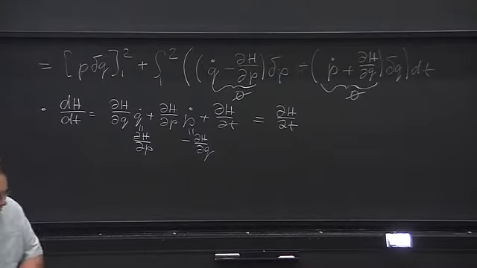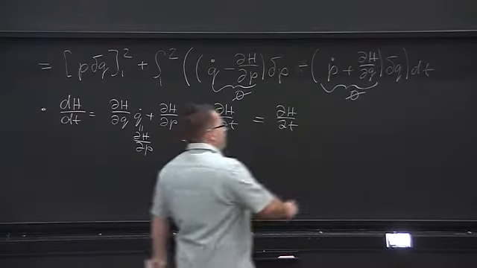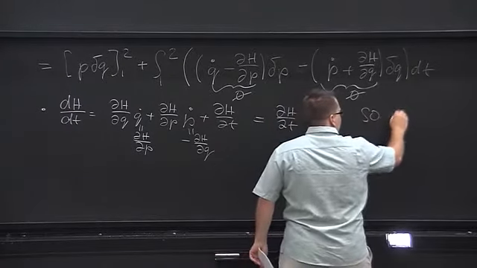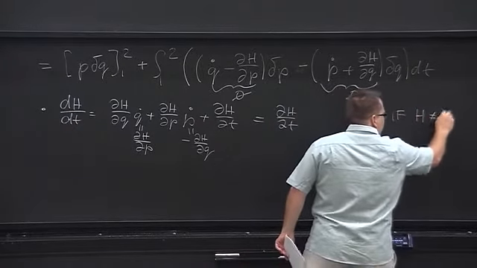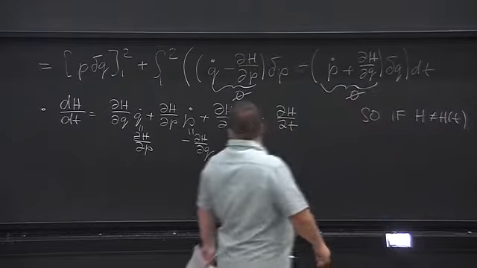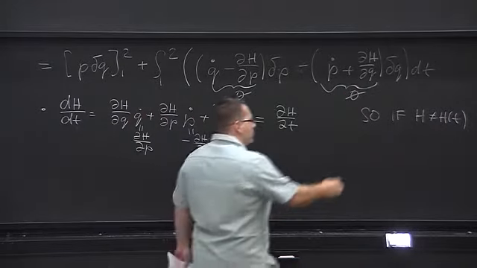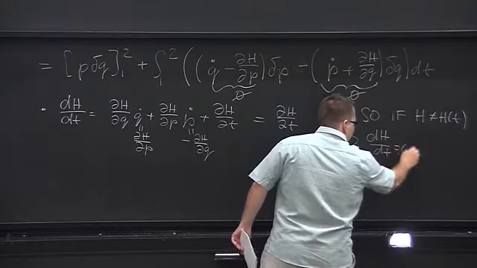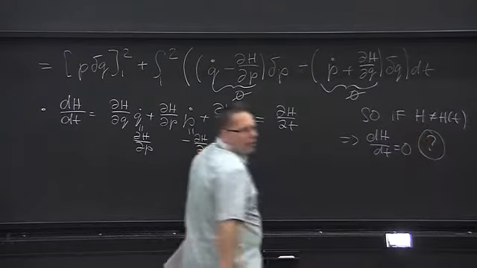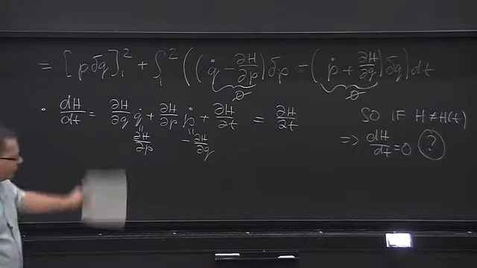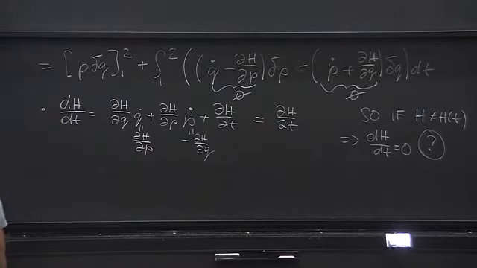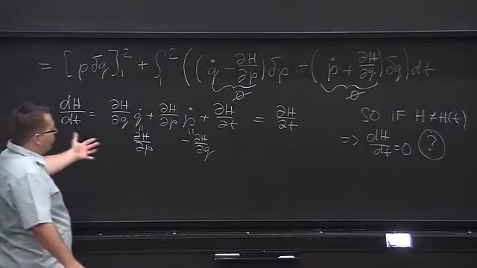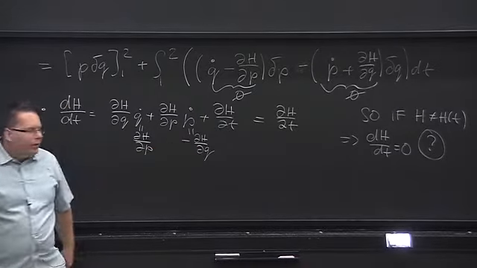So, to your question, if H is not an explicit function of t, then dH over dt is 0. So what does it mean? That the Hamiltonian is conserved. So it's a conserved quantity. And so we invoked the equations of motion, so of course this is true on shell. Okay.